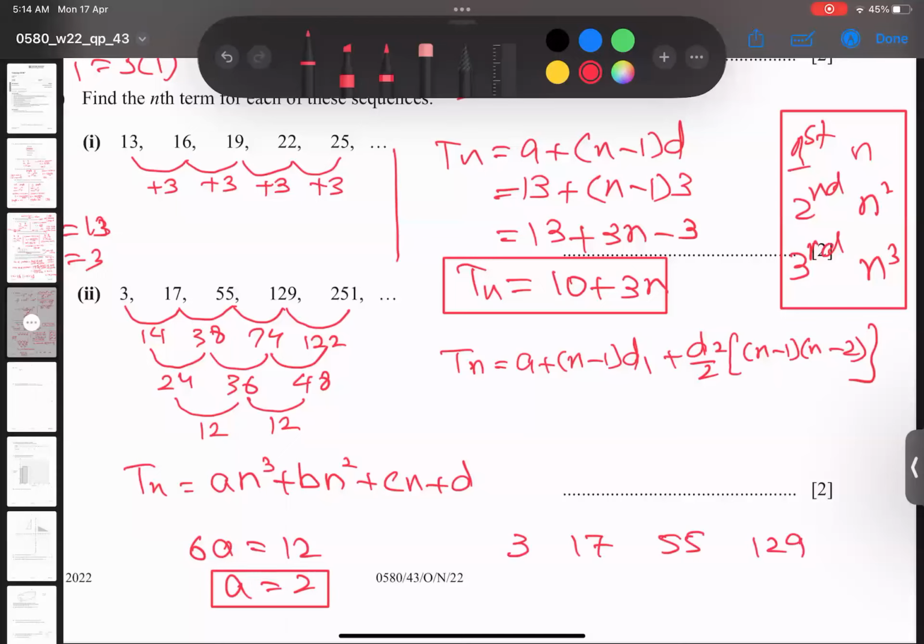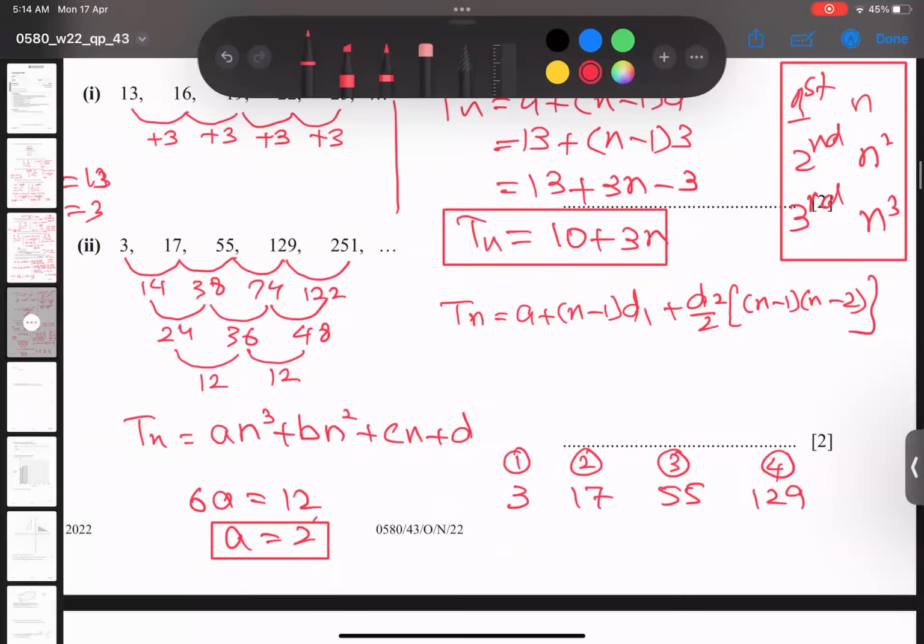So must write here 1, 2, 3, 4. One thing is very clear, that 2 will come multiplied with n cubed. So the rest I will just do by the trial and error method.